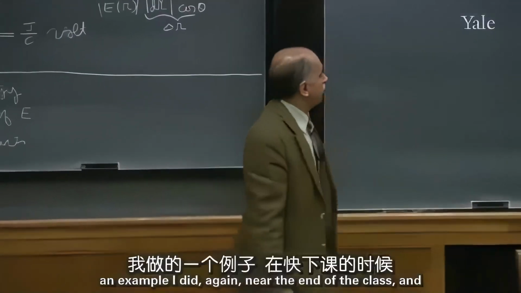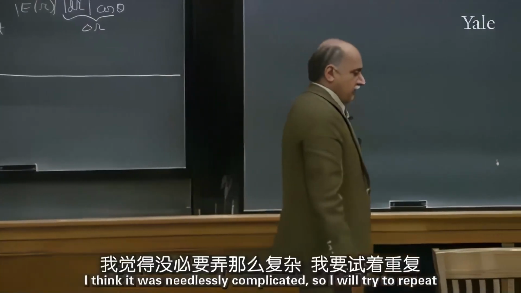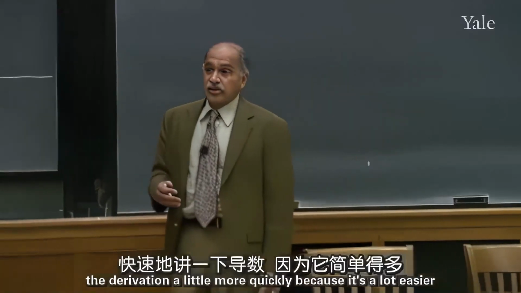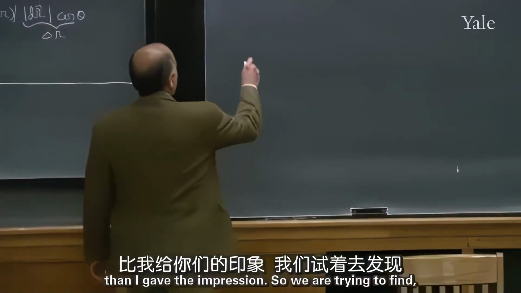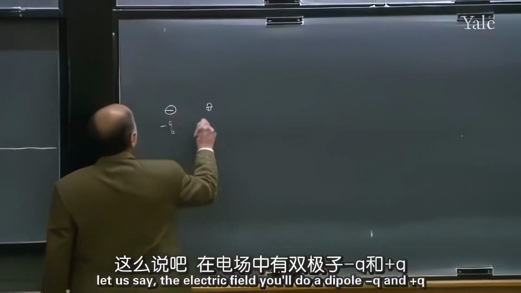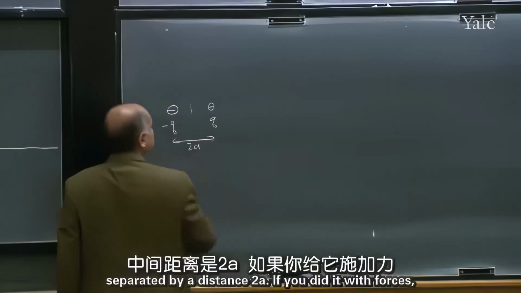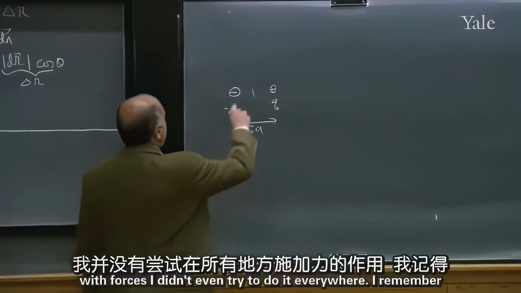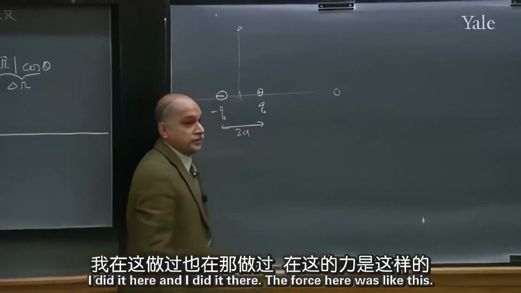This is an example I did, again, near the end of the class, and I think it was needlessly complicated. So I will try to repeat the derivation a little more quickly because it's a lot easier than I gave the impression. We are trying to find, let us say, the electric field due to a dipole, minus q and plus q, separated by a distance 2a. If you did it with forces, I didn't even try to do it everywhere. I remember I did it here, and I did it there.